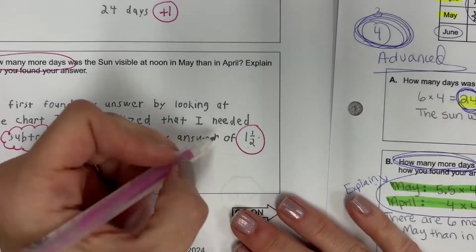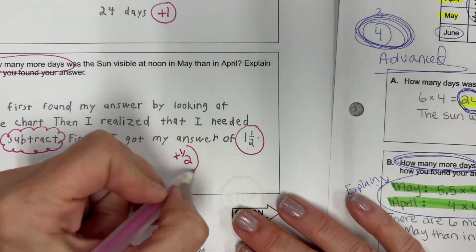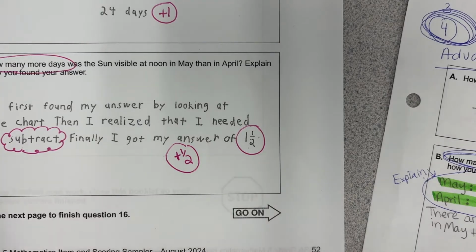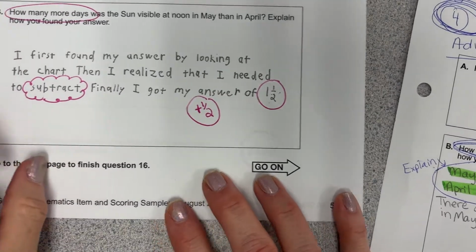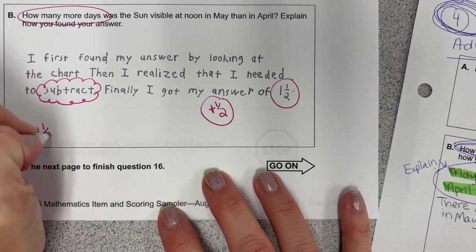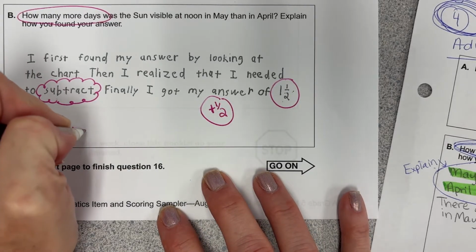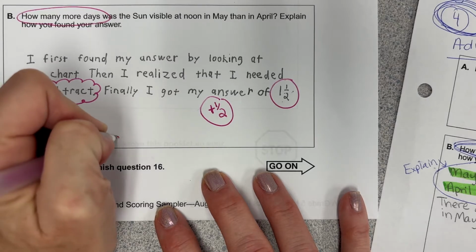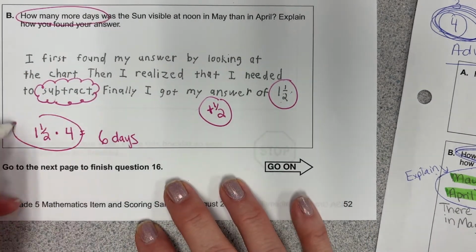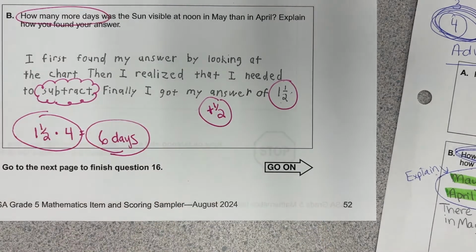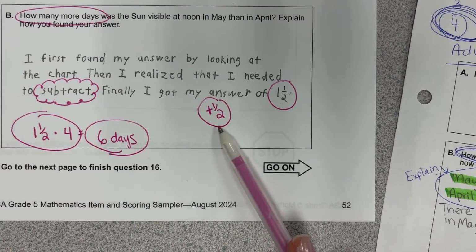I don't know what you guys did, but I'm going to award them that little ½ point because it's not all wrong. It's just not complete. What would have made it complete is taking 1 1/2 times 4 and getting 6 days. That's what they needed. So this would have been complete support and the answer. Okay, so we'll give them a ½ there.